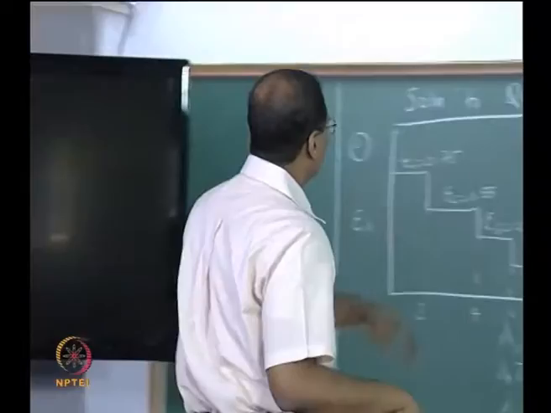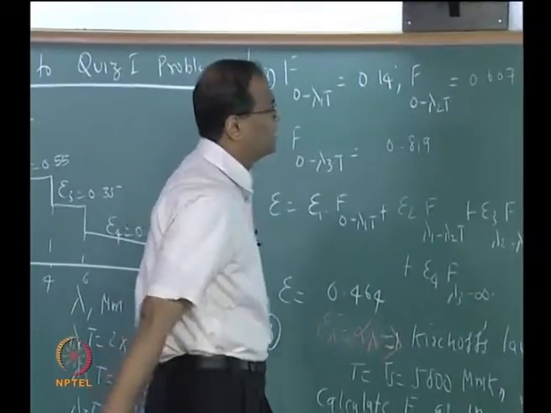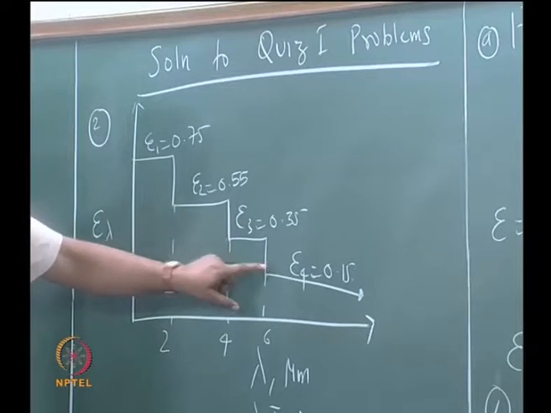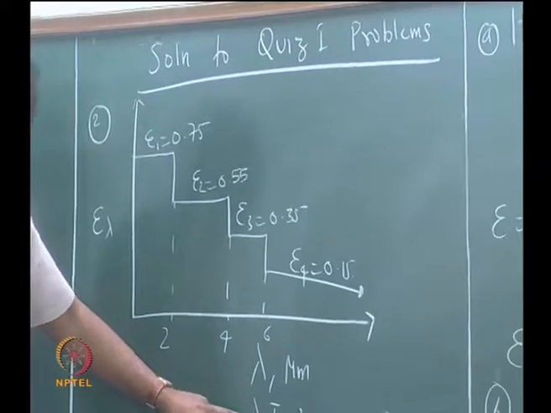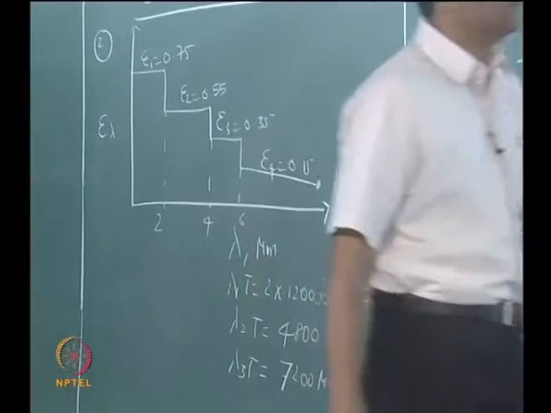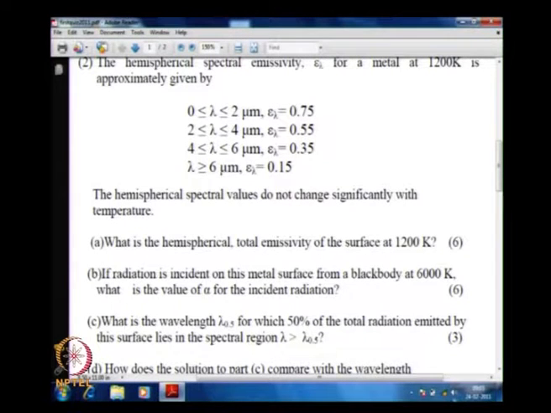So in the second problem most of you have done, but for the sake of completeness I will go through this again. This is the hemispherical spectral emissivity. So the first step is to plot it like this, epsilon lambda versus lambda, then evaluate. There are 3, lambda 1, lambda 2, lambda 3. So calculate lambda 1 T, lambda 2 T, lambda 3 T. This T corresponds to the 1200 Kelvin, which is the temperature of the surface.